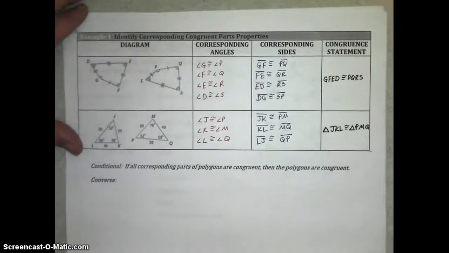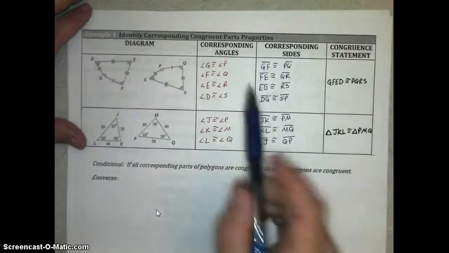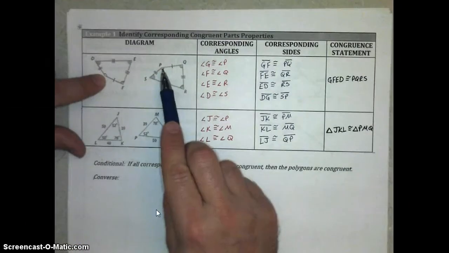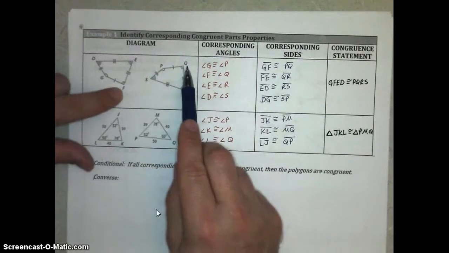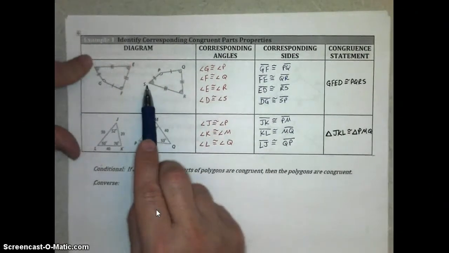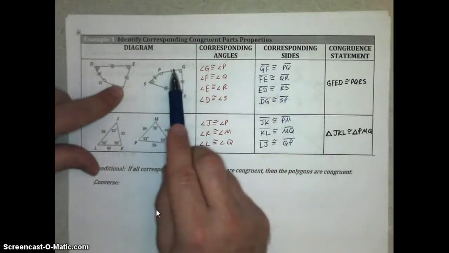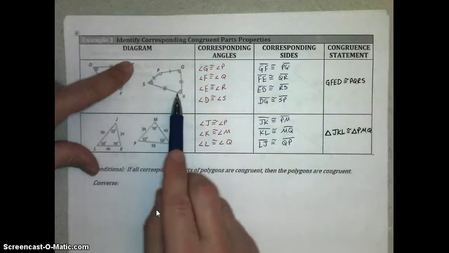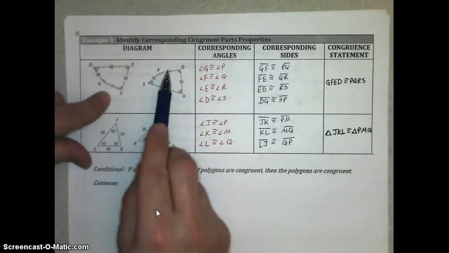Alright, in your diagram, if you want to pause the video to copy these down, that's fine, but I'm going to go through this kind of quickly. In these two congruent polygons, their corresponding parts are going to be congruent. So the corresponding angles would be G and P, F and Q, E and R, and D and S. Then the corresponding sides are GF and PQ, FE and QR, ED and RS, DG and SP.